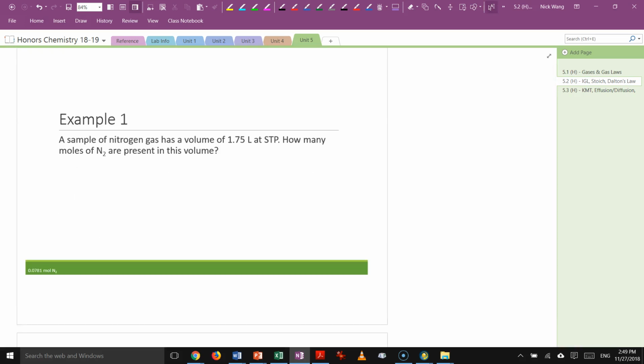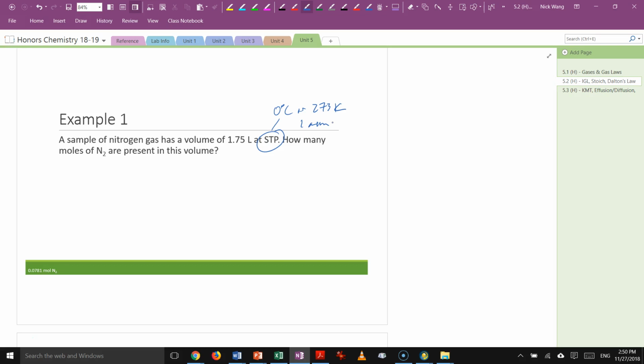Here we go. Example number 1. A sample of nitrogen gas has a volume of 1.75 liters at STP. How many moles of N2 are present in this volume? So again, you see the magic phrase STP. You also can see that specifically as 0 degrees Celsius or even 273 K. And then that's at 1 atmosphere. So that's assumed to be present. So you know that's available. How many moles of N2 are present?